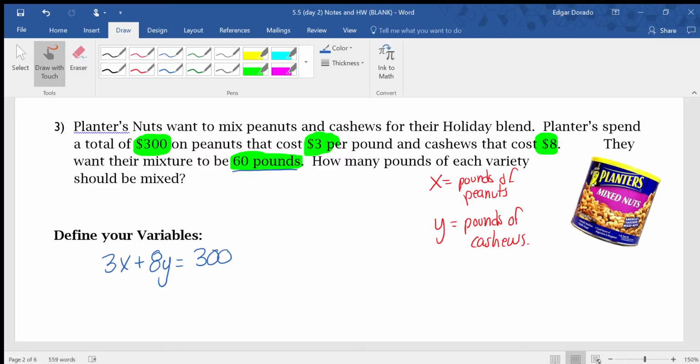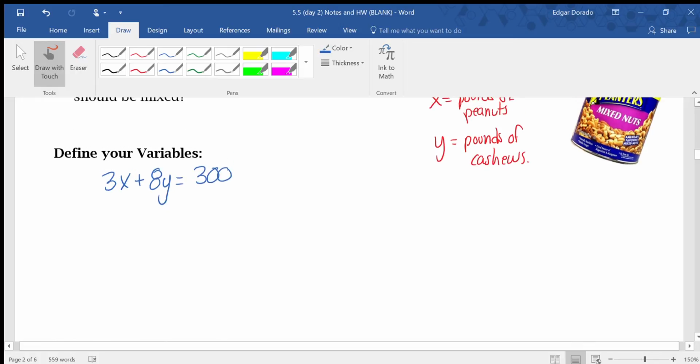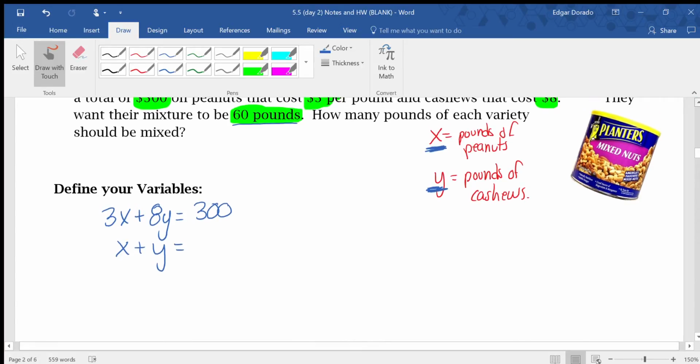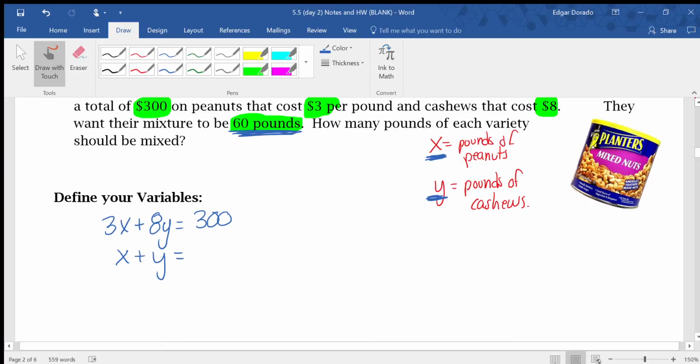The only other number that stood out by itself is 60, but that one has a unit of pounds. We're either going to have pounds of peanuts or pounds of cashews, so the entire container is going to have both. If you mix the pounds of peanuts, which is exactly what x is, and the pounds of cashews, which is exactly what y is, you should have x plus y, and both make up the total amount of poundage, which in this case is 60. So very similar to problem number 2 on the previous page.